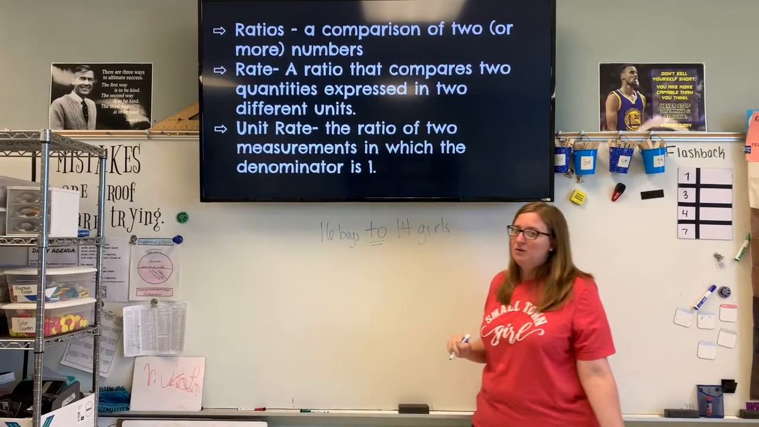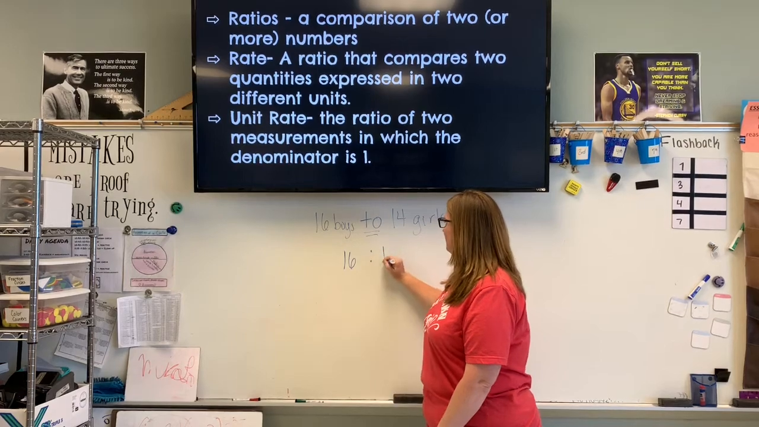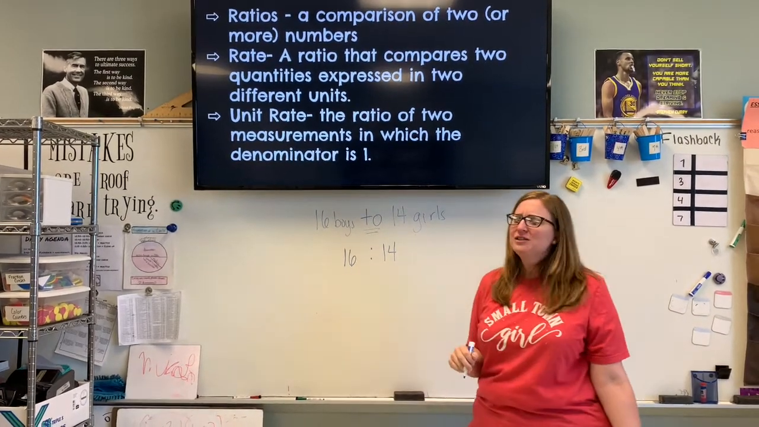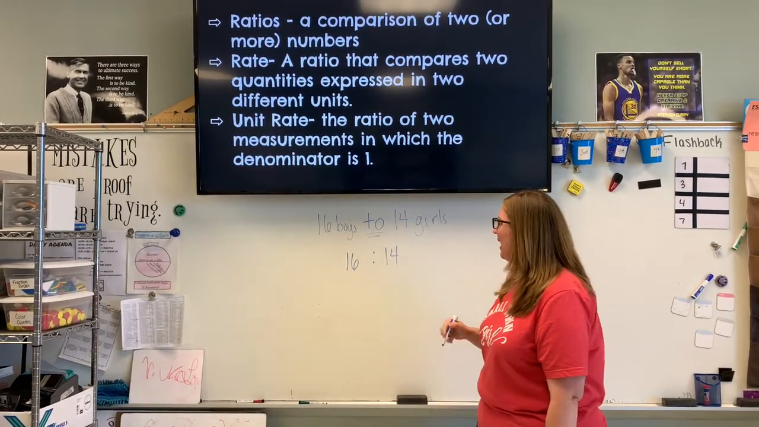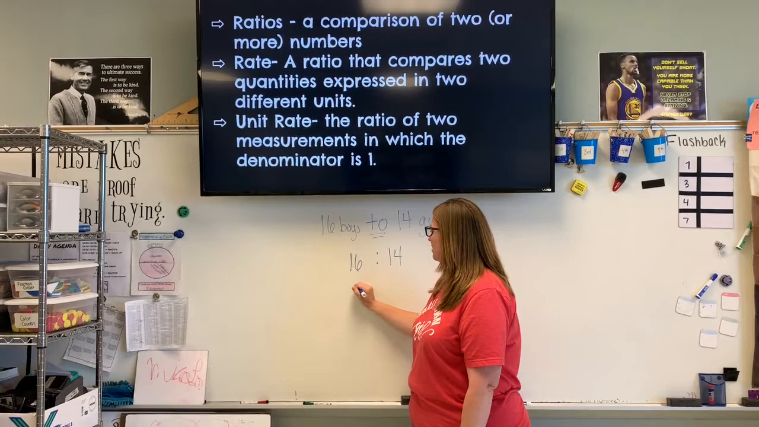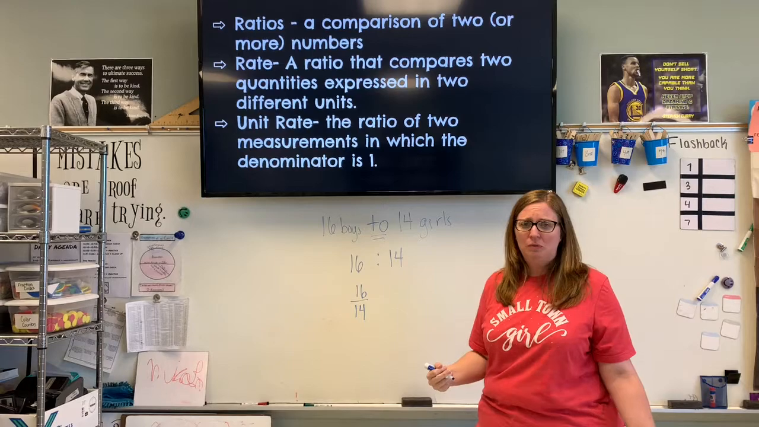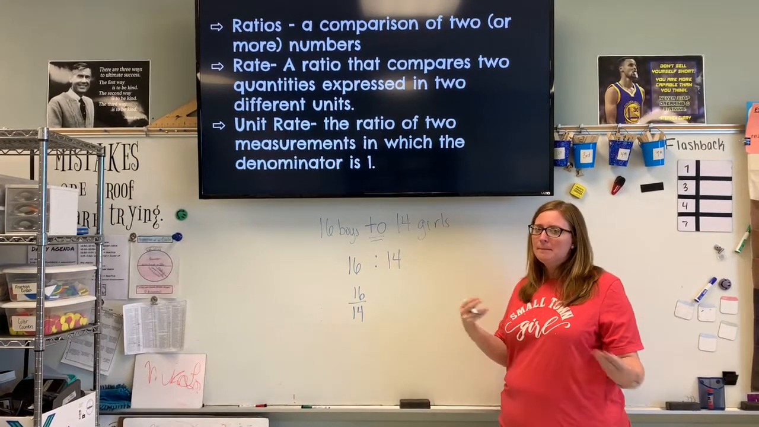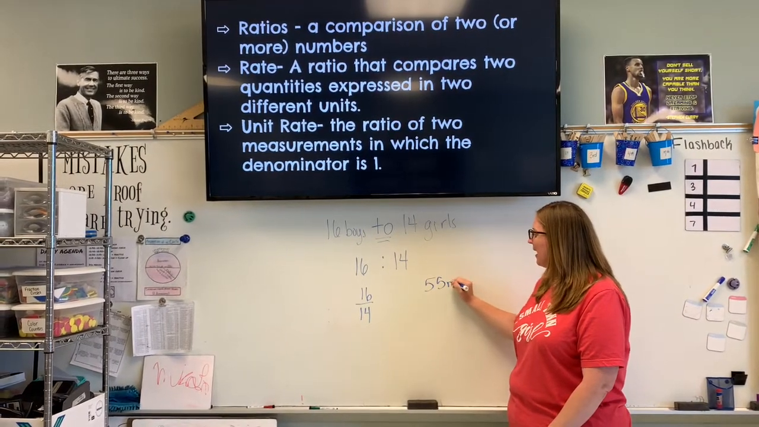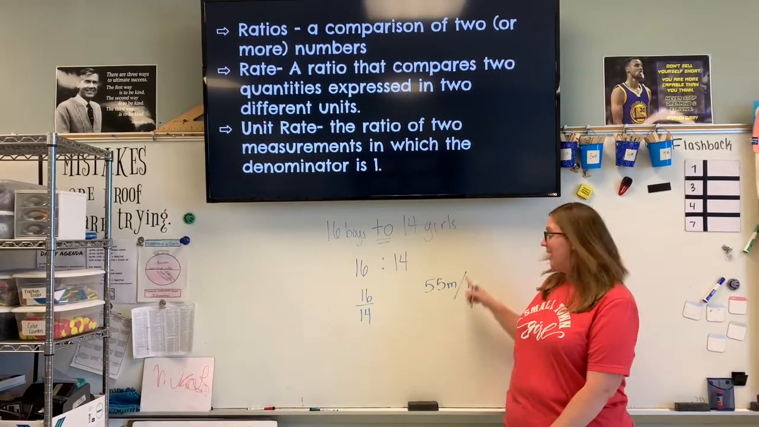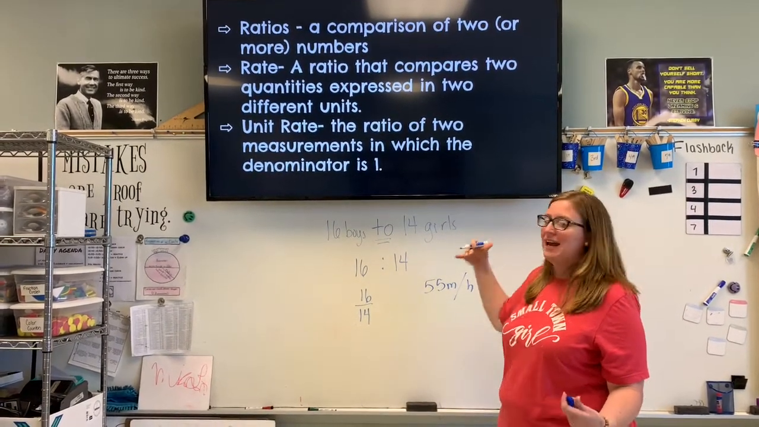The other way you can write it is with a colon. You would maybe do 16 to 14 and say it that way. You can still say the word to, but you can write it with a colon, looking at 16 to 14. And then the last way you can write it is as a fraction. Usually with the fraction, that's when we do the unit rate, like 14 miles per gallon, or if we're going 55 miles per hour. Sometimes you'll see that, and that's a fraction there. So those are the ways you can use ratios, rate, and unit rate.